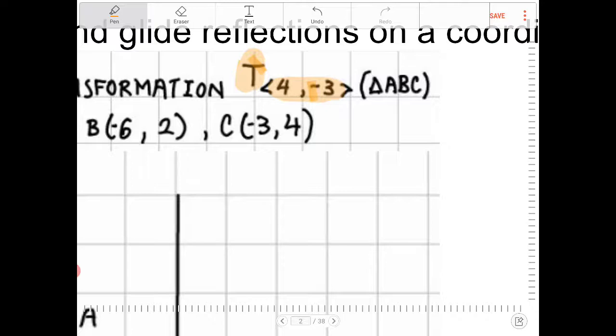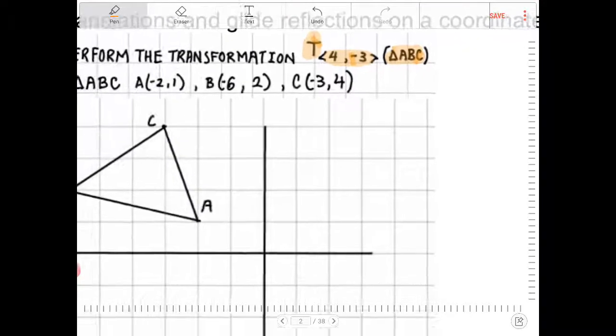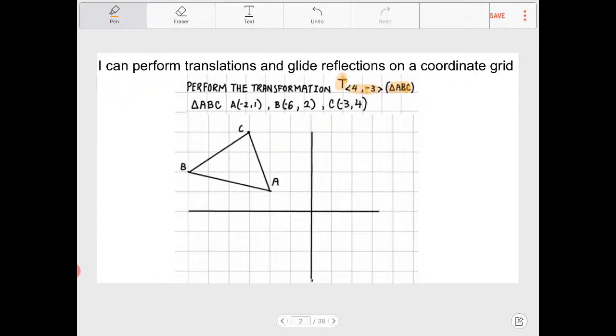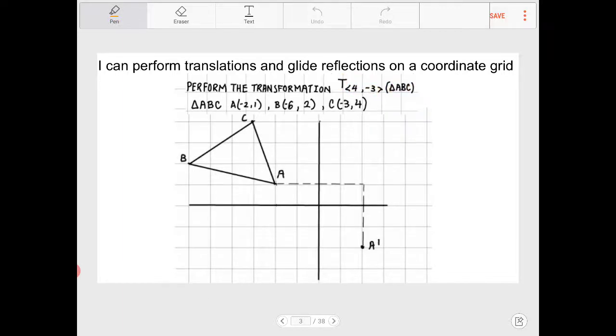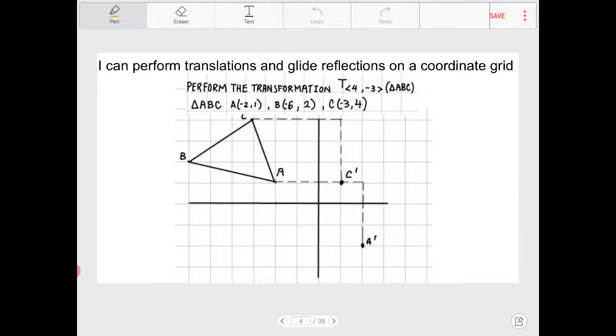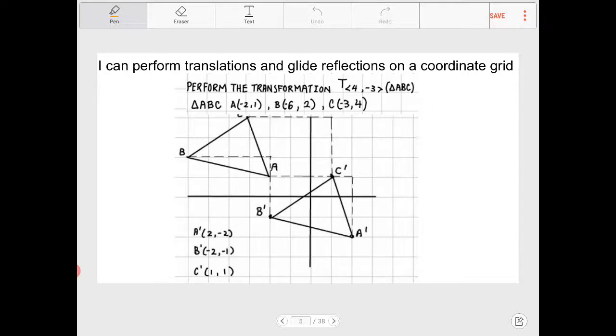So this is saying translate something. What is that something? That's triangle ABC. It's saying to translate this triangle 4 units to the right and 3 units down. So how are we going to do that? Well, we're going to take every single point and move it 4 units to the right and 3 units down to get A prime, B prime, and C prime. And here are the coordinates after the transformation.